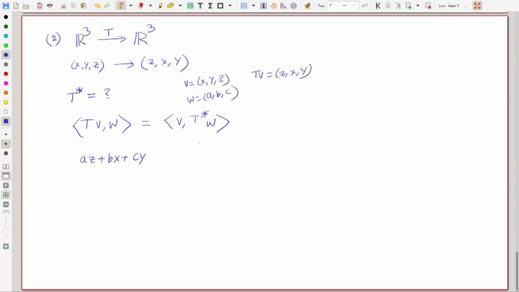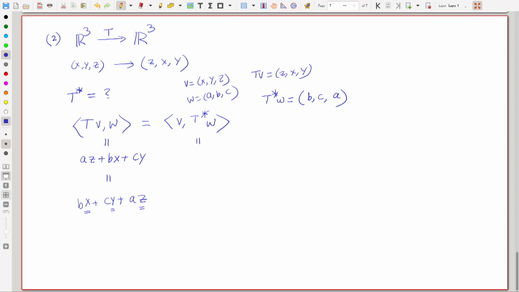My right hand side is, so my question is, what should T star w be? With v as my xyz, what should T star w be so that the answer matches my thing on the left? It should be bca. I rewrite it with xyz coming first: it is x into b, y into c, z into a. So the xyz I imagine are in place, but now the coefficients I move around. The coefficients are now bca.